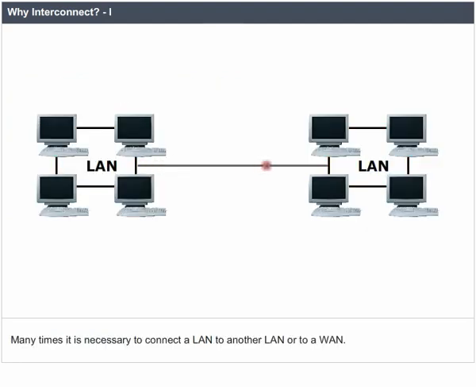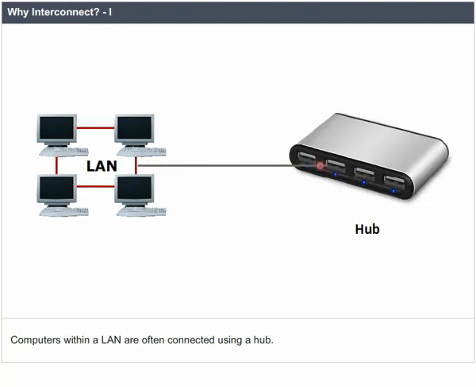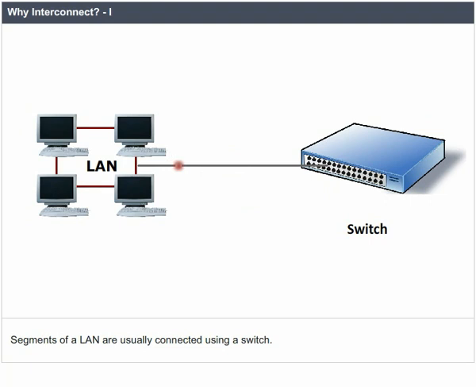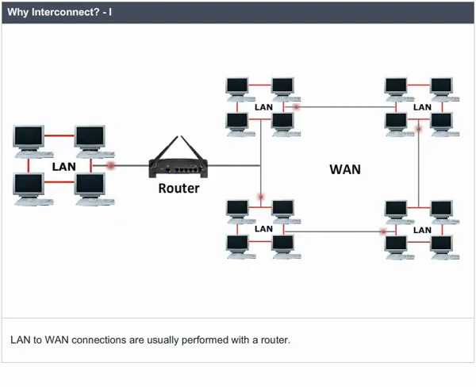Many times it is necessary to connect a LAN to another LAN or to a WAN. Computers within a LAN are often connected using a hub. LAN to LAN connections are often performed with a bridge. Segments of a LAN are usually connected using a switch. LAN to WAN connections are usually performed with a router.